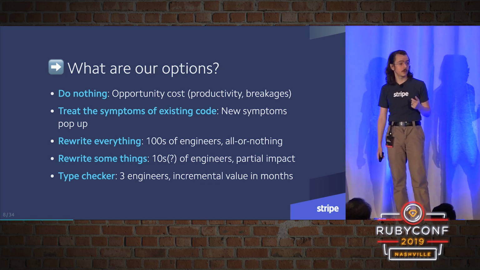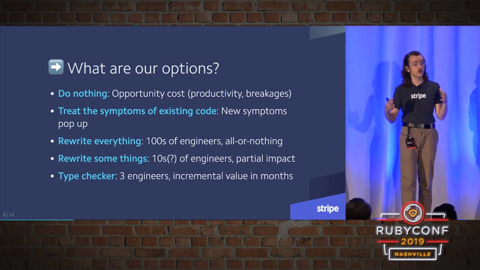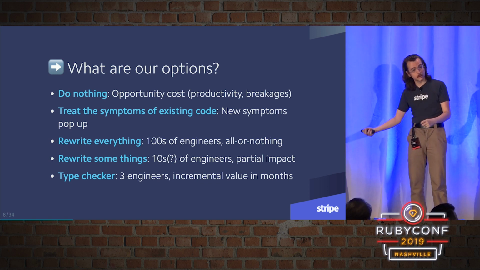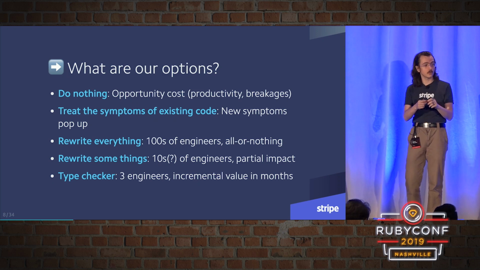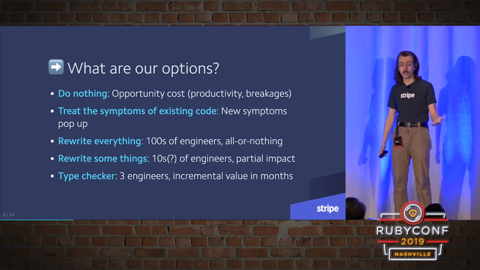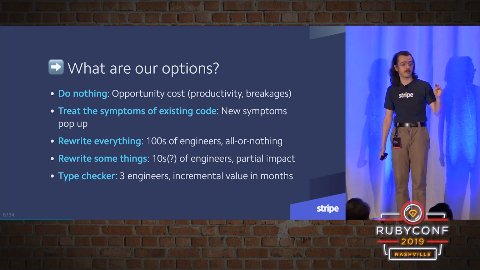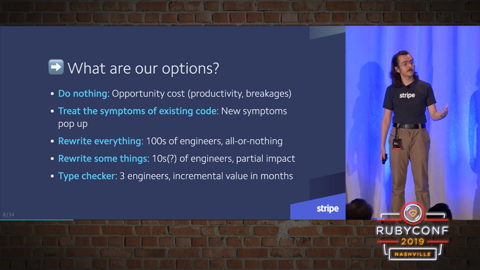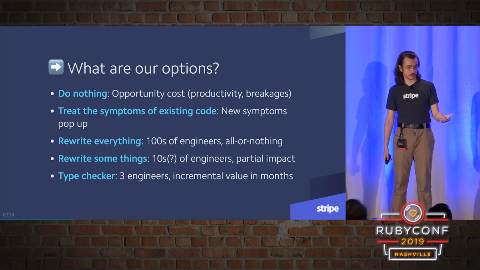We chose to write a type checker. The good thing about a type checker is that it is a tool. This is not a process that you need to do. This is a tool that you run, and the tool works on everything. So what we did, we started a team with 3 engineers, which is, as you see, the smallest investment between all of those, which was able to deliver incremental value in a month.